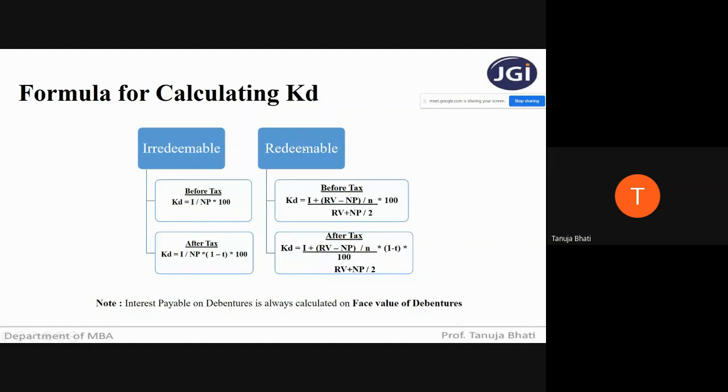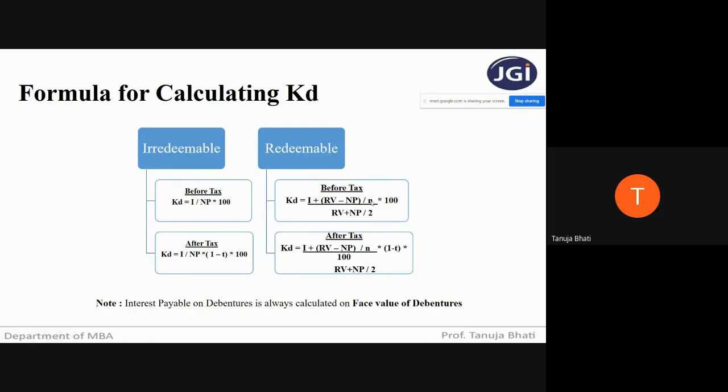Next, suppose the problem is on redeemable debentures. Again you have to identify whether it is before tax or after tax. If it is before tax, it is I plus (RV minus NP) divided by N, divided by (RV plus NP) divided by 2, into 100. Here the only addition is RV. RV is the redemption value, the repayable value at the time of repayment, what the company is going to pay back to the debenture holders, whether at premium, par or discount. RV will change. NP we already know. N is the specific period for which the debentures are issued, that is, the term of repayment.